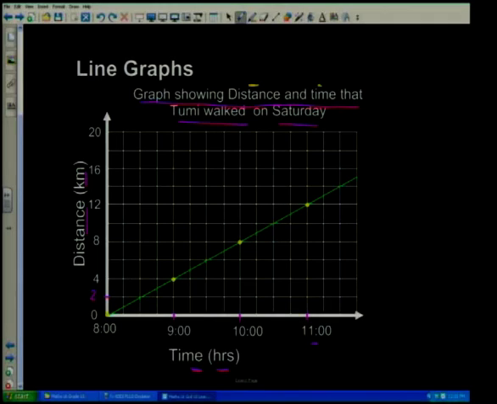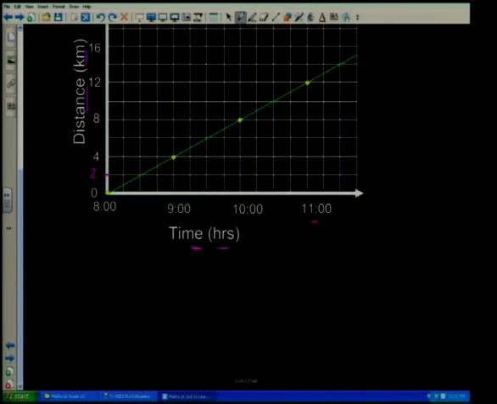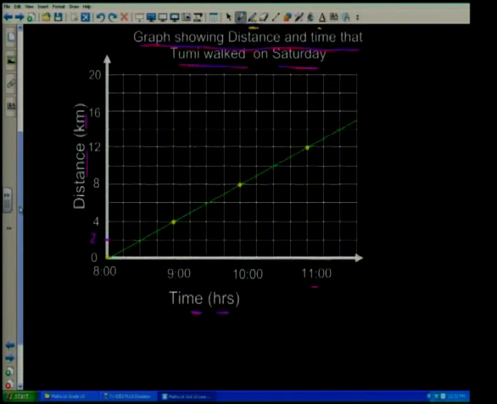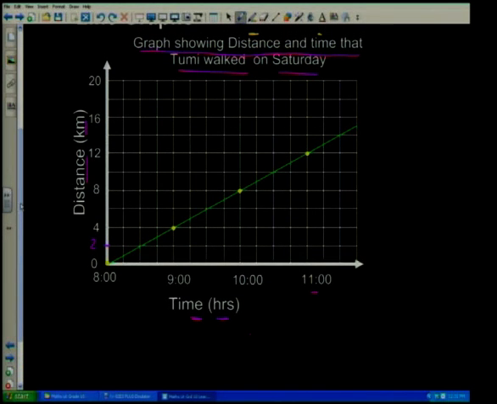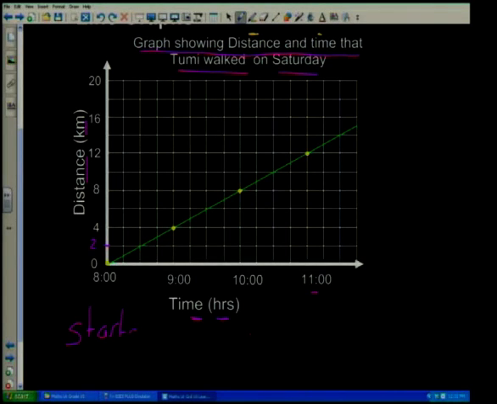Okay, let's see what our graph says. First of all, from our graph we can see a number of things. We can see that she started walking at 8 o'clock. How do we know she started walking at 8? Because at 8 o'clock she had done 0 kilometers. So at 8 she had traveled no distance. It's important to note she started at 8. So we can actually say that she started her walk at 8 o'clock.